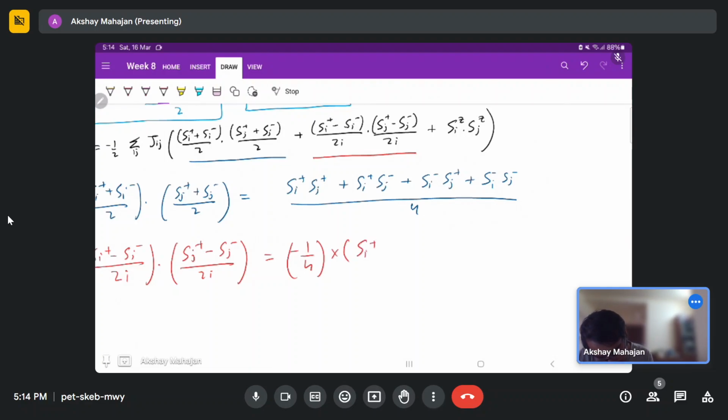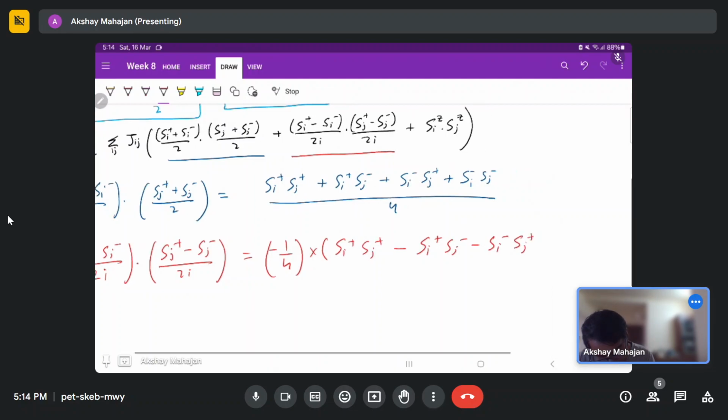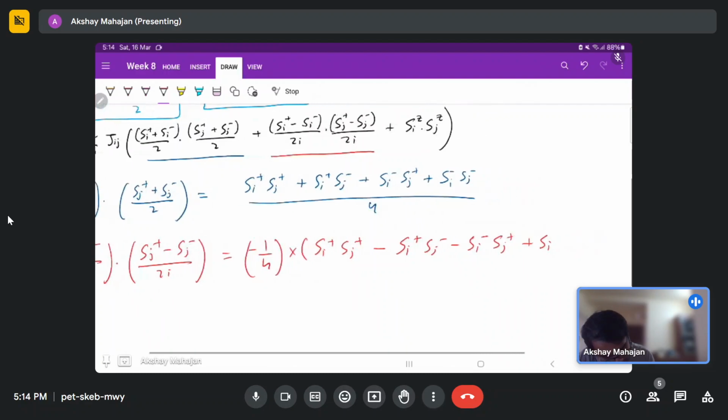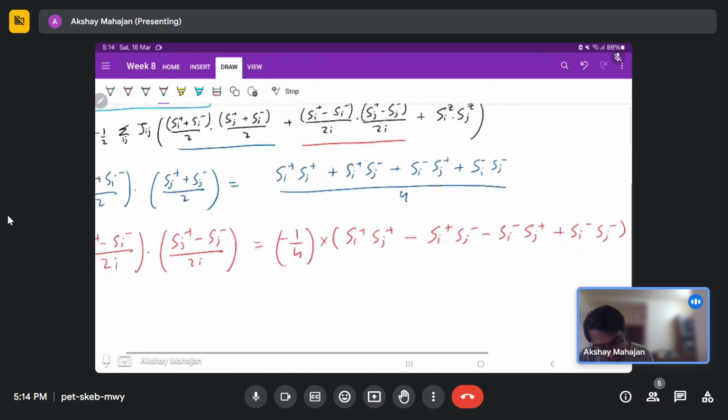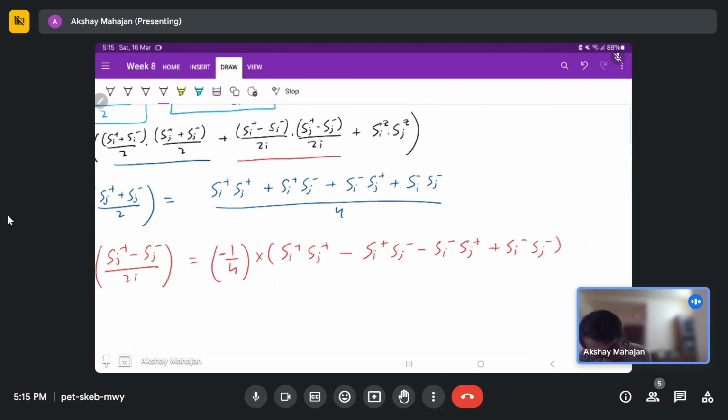Si plus and Sj plus. Then similarly I will have minus Si plus Sj minus, Si minus Sj plus, and plus Si minus Sj minus. Okay, so here you can see that there is a minus sign because of iota. So let me just bring this minus sign inside. So I will have minus, plus, plus, and minus. Okay, and let me just divide it by 4. So this will be our term.